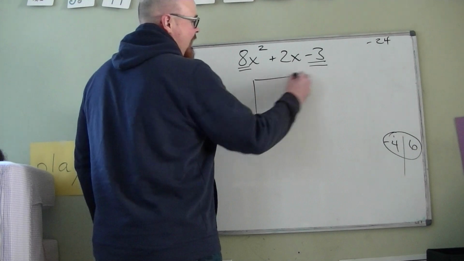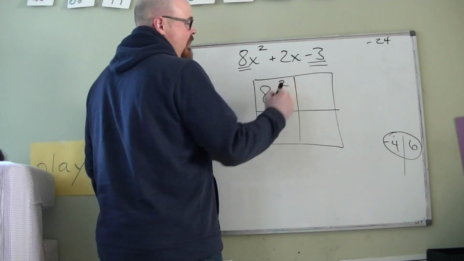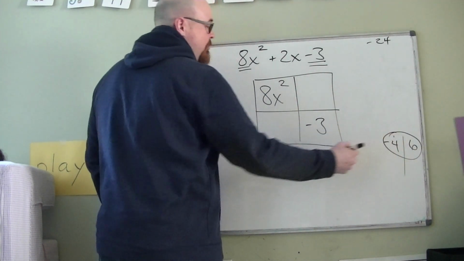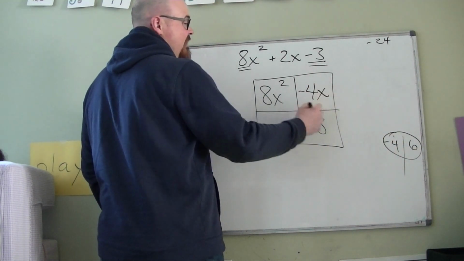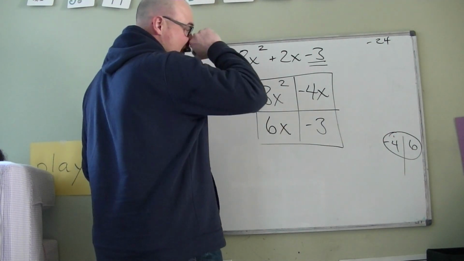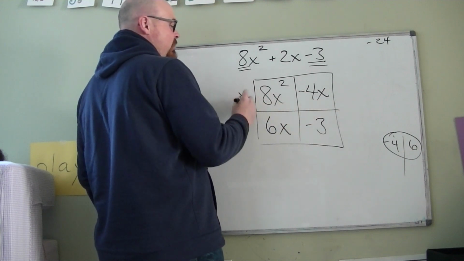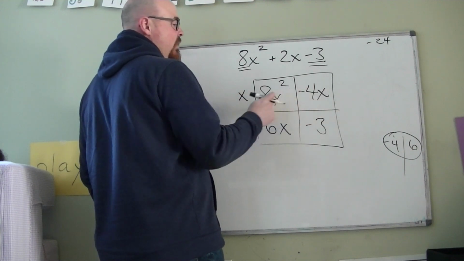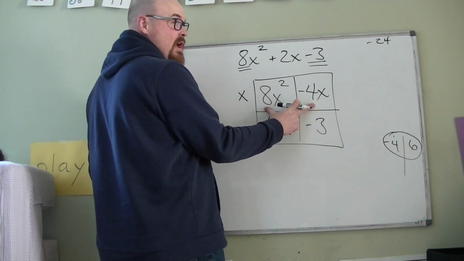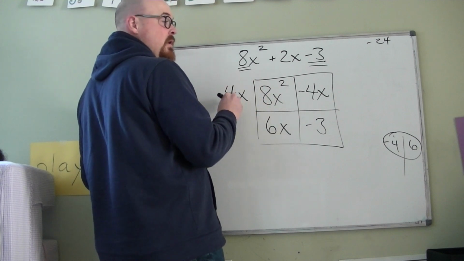So when I go to the box model, okay, 8x squared goes here, negative 3 goes down here. Doesn't matter where I put these. Let's put negative 4x here. Let's put positive 6x here. And let's start doing greatest common factor. Here, okay, we see the x's, we're going to pull out an x. Negative 4, positive 8. Both of these numbers are divisible by 4. You should know that. All right, but this is positive, so I'm pulling out a 4, and it's a positive 4.